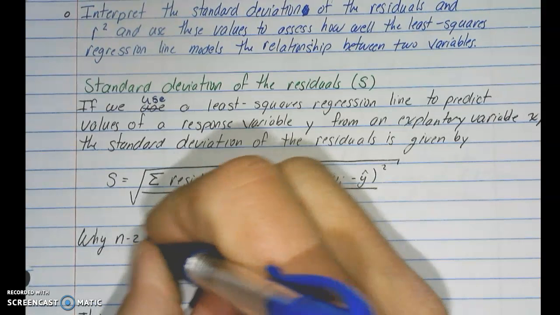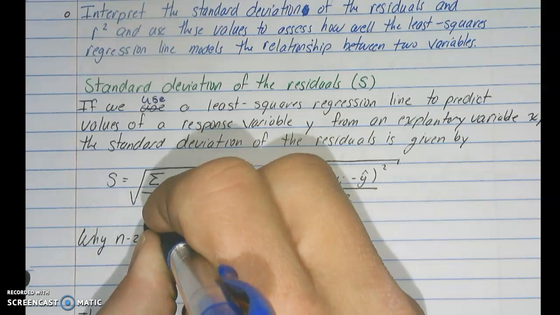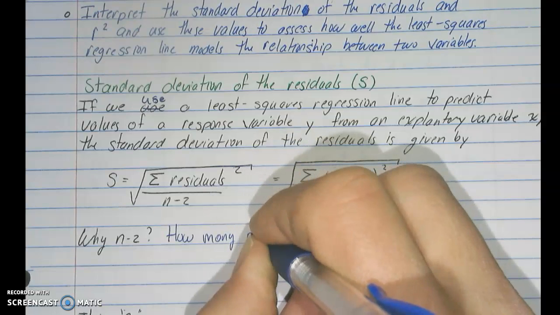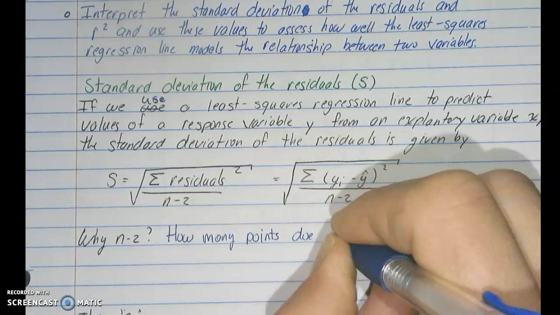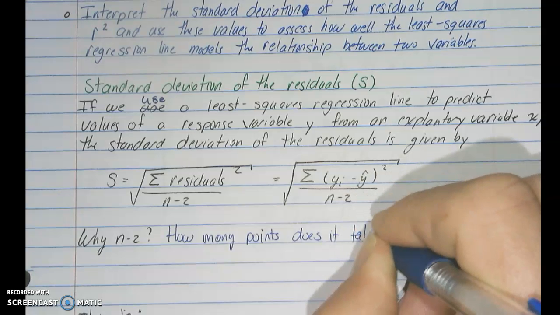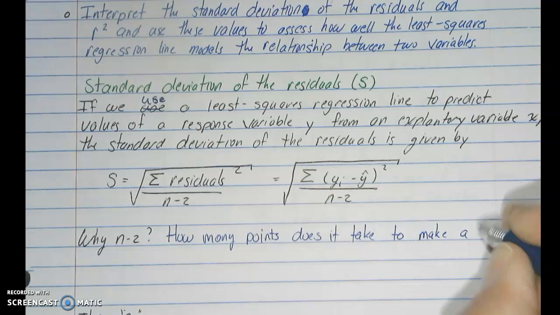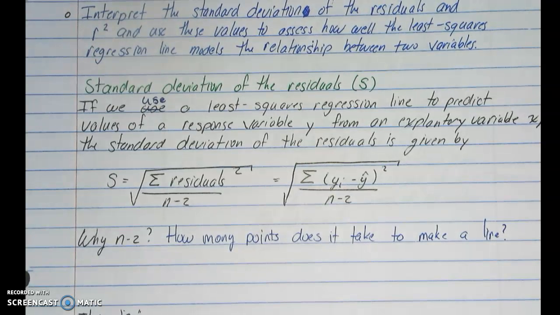So I'm going to answer the question with a question, all right? How many points does it take to make a line? And you would all answer 2, okay? So what we're looking at with the standard deviation is the variance. How are things changing, okay? So if we just have 2 points, is there going to be any real change between those 2 points?